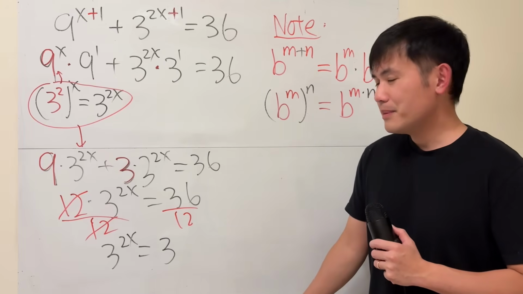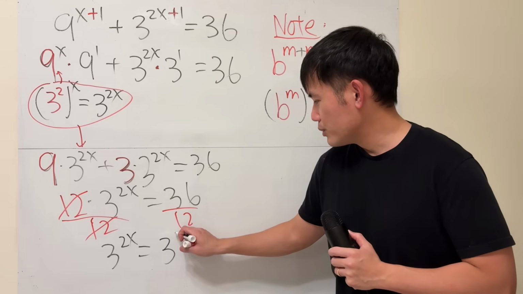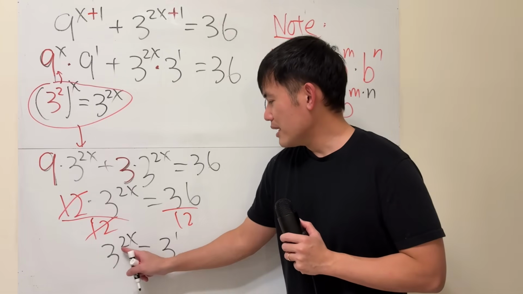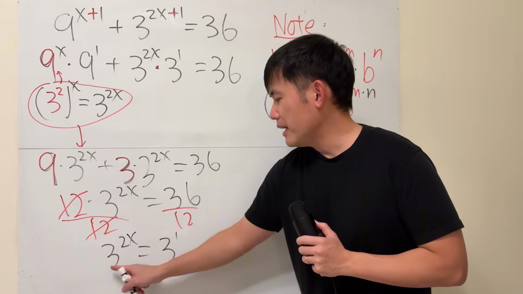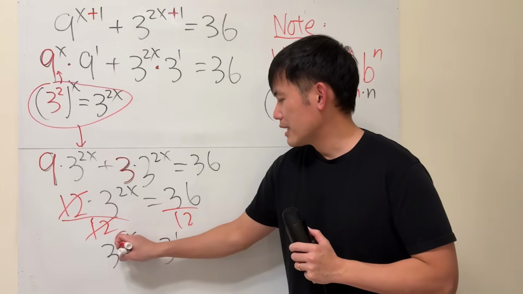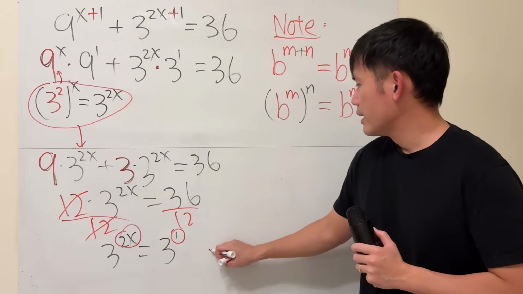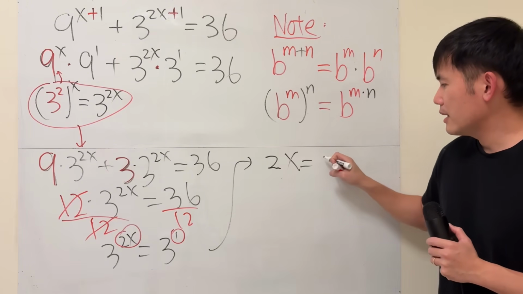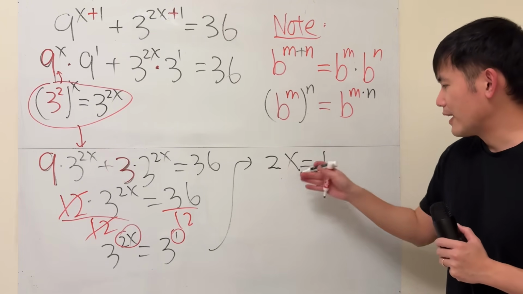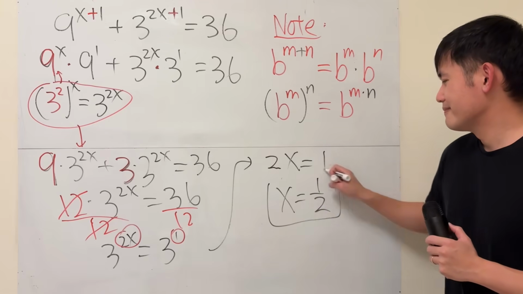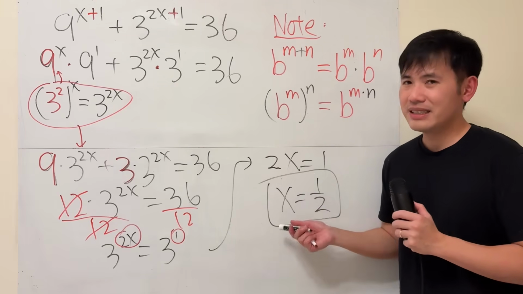Well, 3 is the same as what? 3 is the same as 3 to the first, isn't it? Sure thing. 3 to the 2x is equal to 3 to the first. The bases are equal. That implies in this situation, the exponents have to be equal. Therefore, we say 2x has to be equal to 1. Divide both sides by 2, x has to be 1 over 2. So that's the answer for this equation.